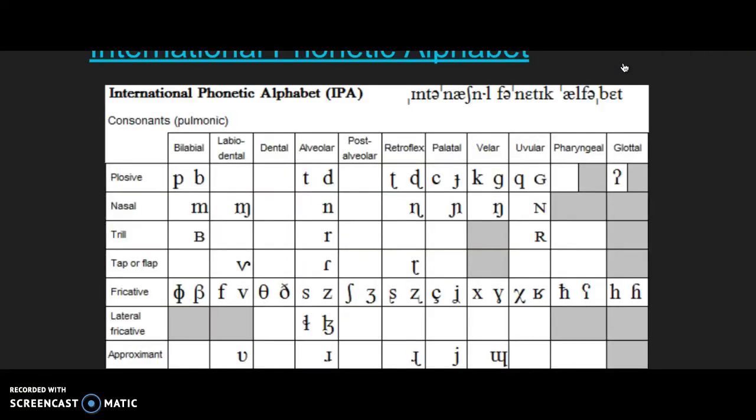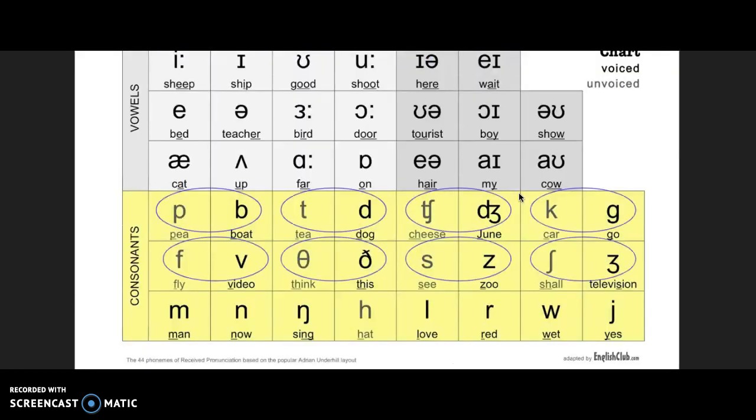Okay, we are back looking at Chapter 3 again. We talked about the IPA, International Phonetic Alphabet, and we looked specifically at consonants. And we took some time to think about the consonants and where they are articulated, so place of articulation, and then also manner of articulation.